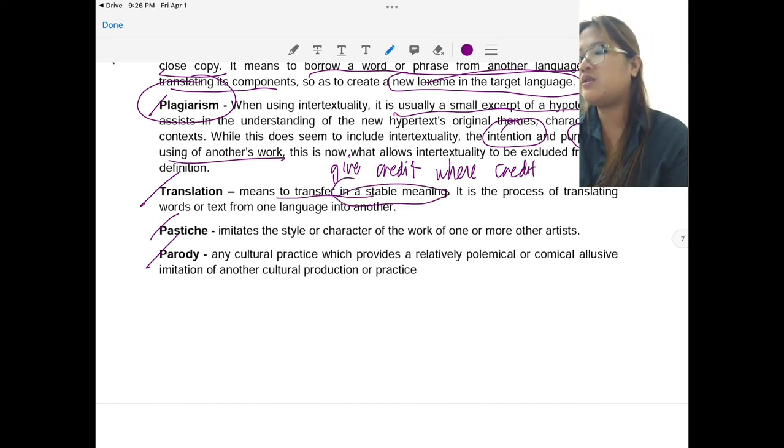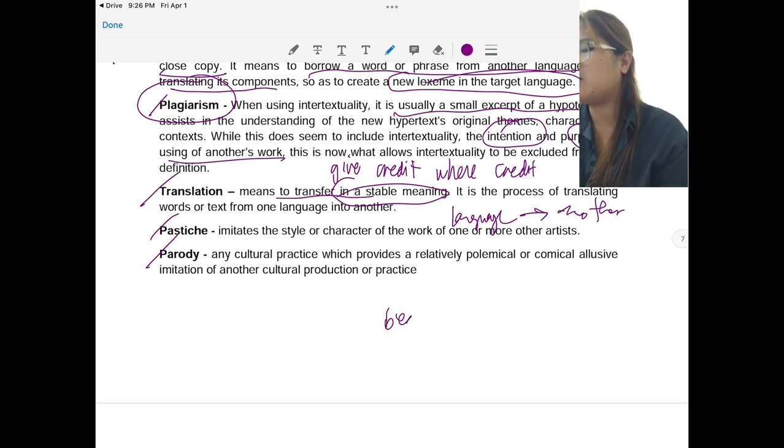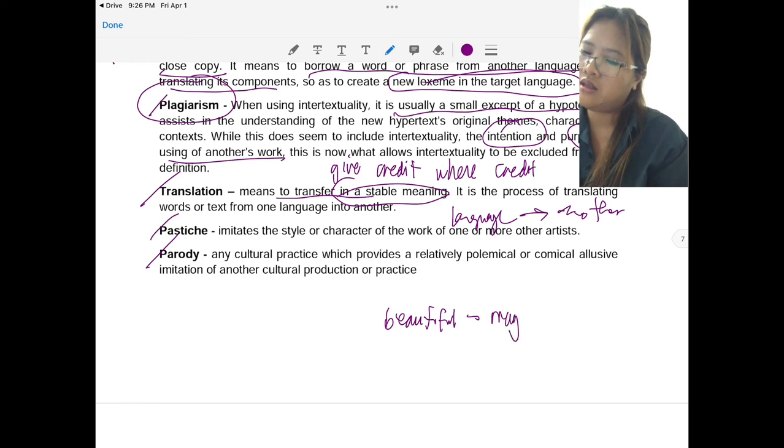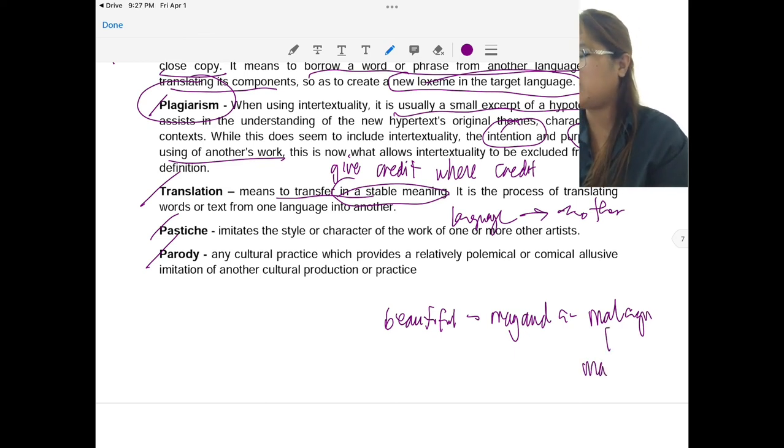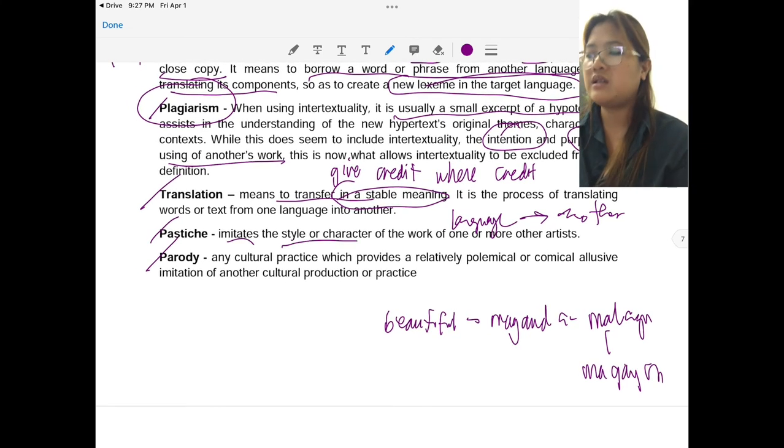Translation, it's transfer in stable meaning. You change from one language to another. If the term is beautiful, I would translate it in Filipino, maganda, and in Kapampangan, malago. I think in Bicol, it's magayon. Okay? So that's translation. Pastiche imitates the style or character of the work of one or more artists.